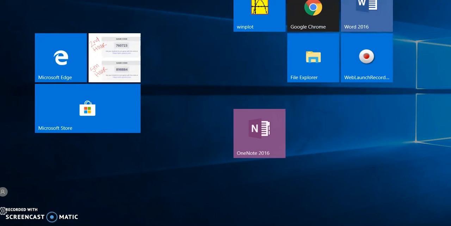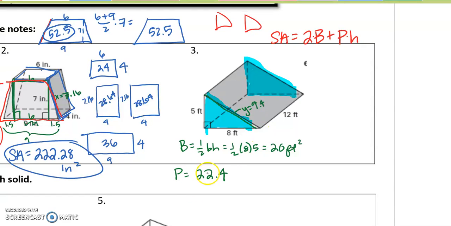Okay, so now I know my perimeter, I know my area of my base, and we have our height is the distance between the bases. Height is not always up and down. The distance between the 2 bases, in this case, is 12. So now I'm ready to plug everything in. Surface area equals 2 times the area of the base, 20, plus the perimeter, 22.4, times the height of 12.